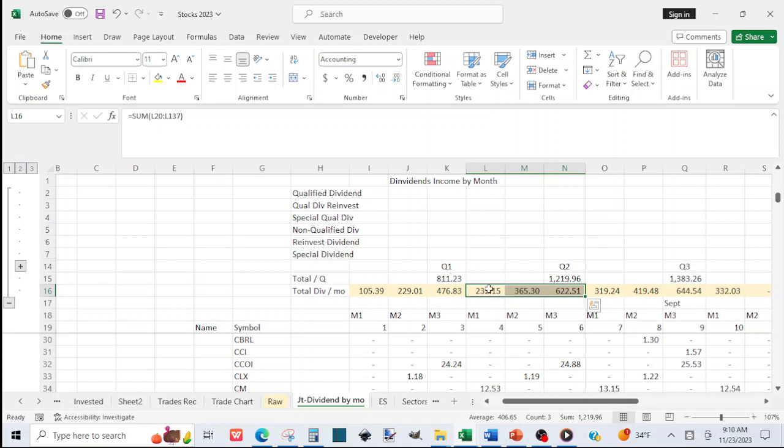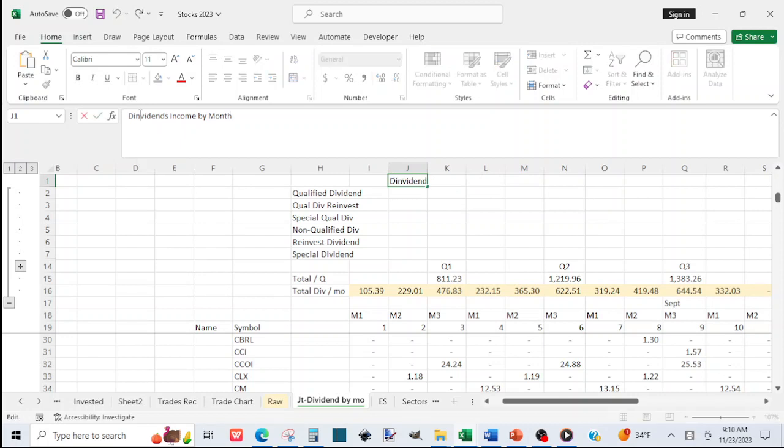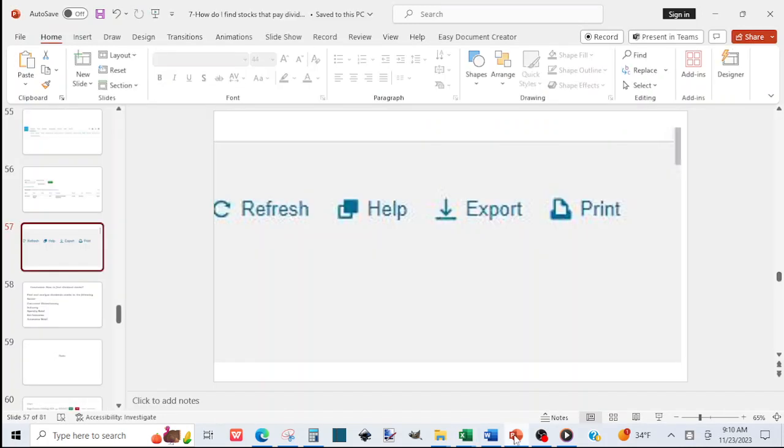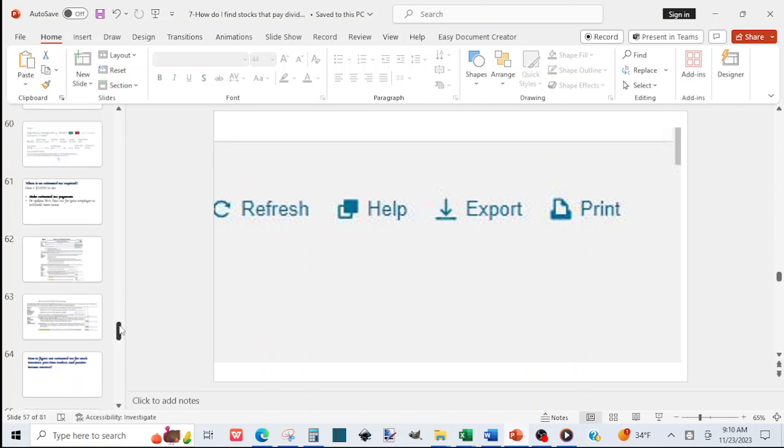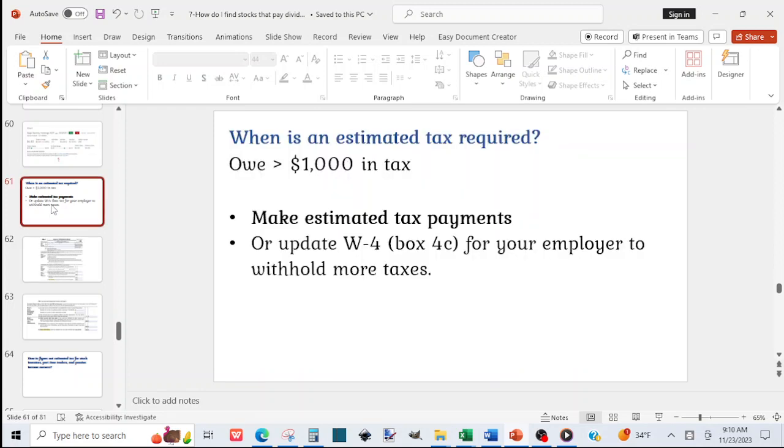And by looking at, that's one way you can use it as well. But now you need to track your dividend income, so that if you need to make an estimated tax payment, you are aware and you pay that. So when is an estimated tax payment required?